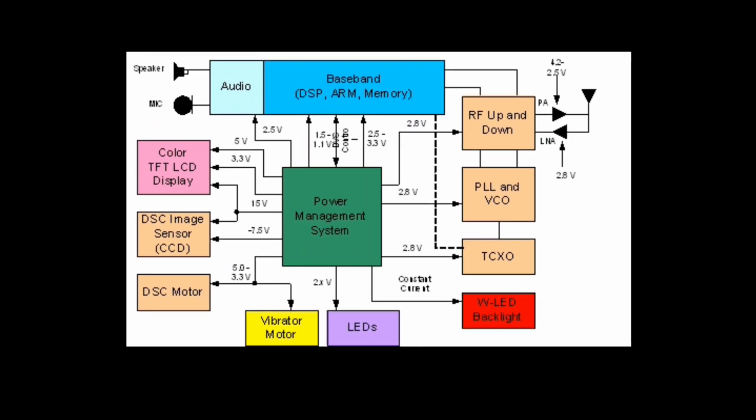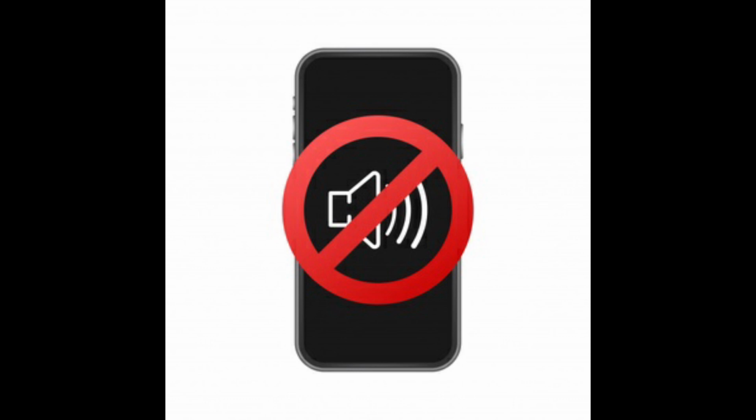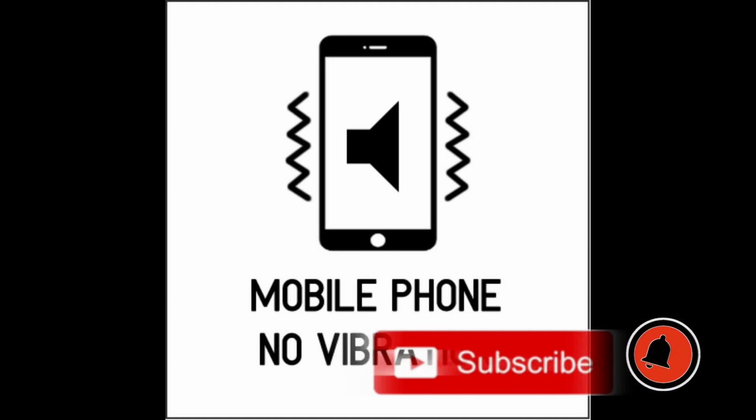And the fourth thing that we will talk about is no sound in mobile. A faulty power IC can cause a phone not to have sound, no volume. When you play your music, you don't hear any sound, and it can cause a phone not to vibrate.